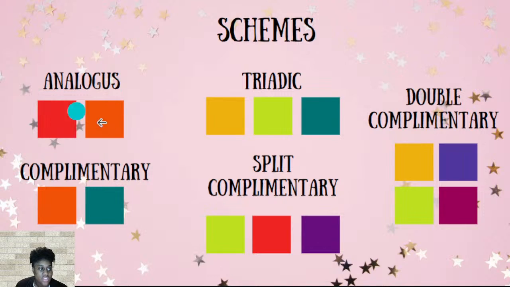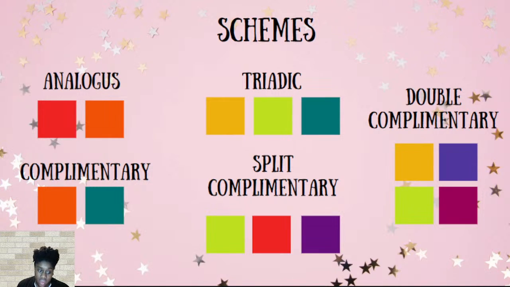The first color scheme we have here is analogous, which means that the 2 colors on the color wheel are side by side. So for example, we have red and vermilion. There's also complementary. Those are colors that are completely opposite each other on the color wheel. In this case, we have vermilion and teal. We have triadic, which are 3 colors that are evenly spaced on the color wheel. So we have amber, chartreuse, and teal in this example.